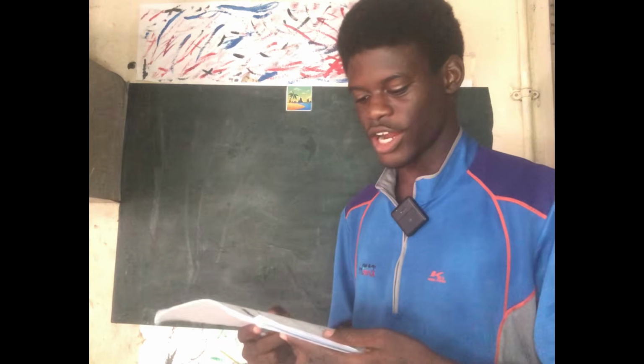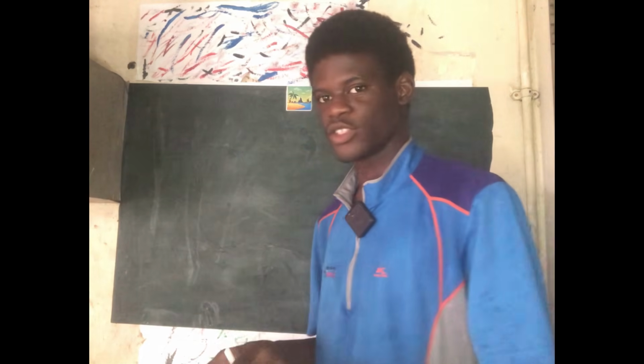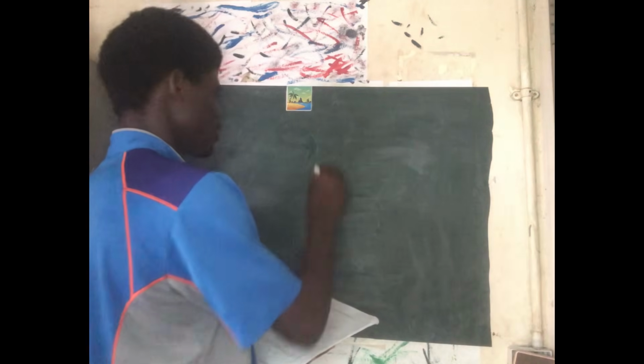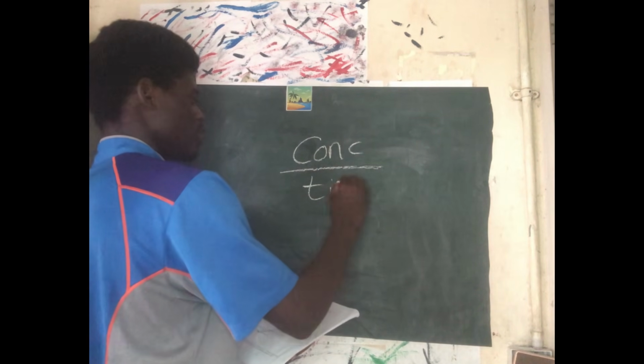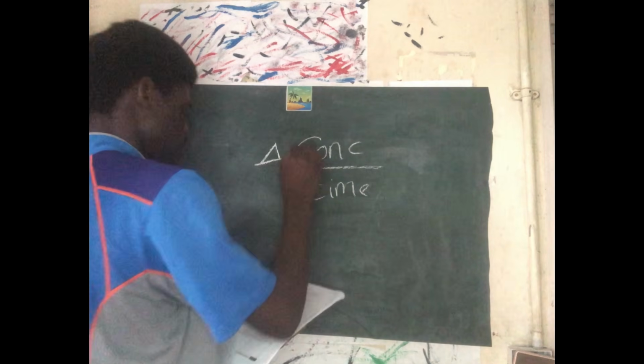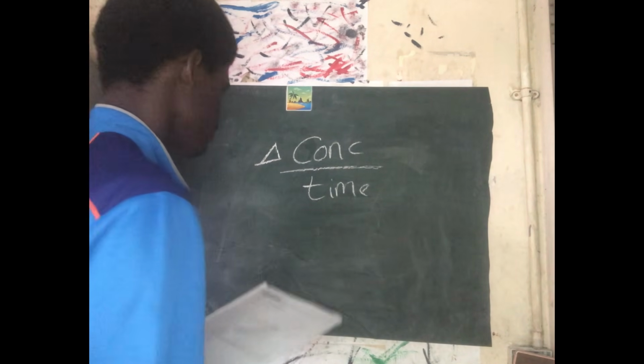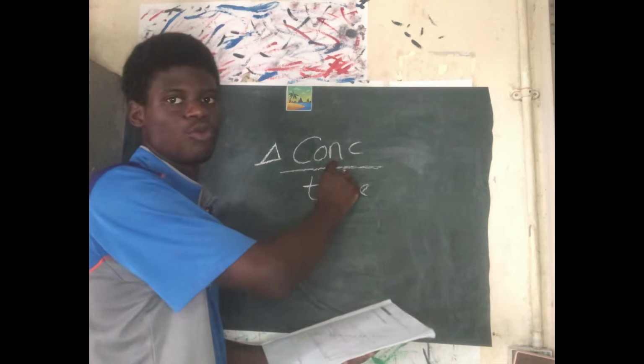It says the unit of reaction rates are. So to get the unit of reaction rate, that's rate of reaction. Rate of reaction is just concentration over time. That's change in concentration over time. So to get the unit, this concentration is in mole per dm cube.